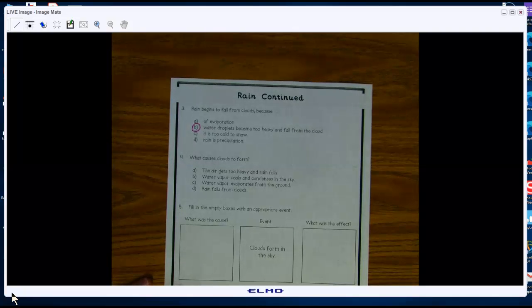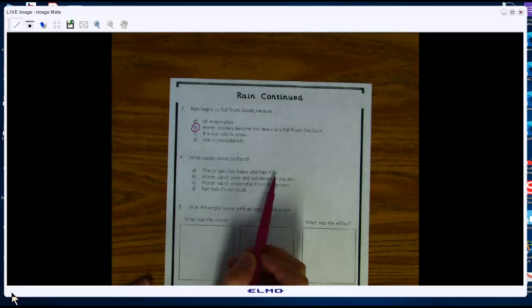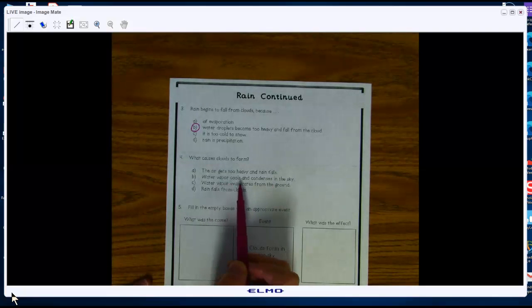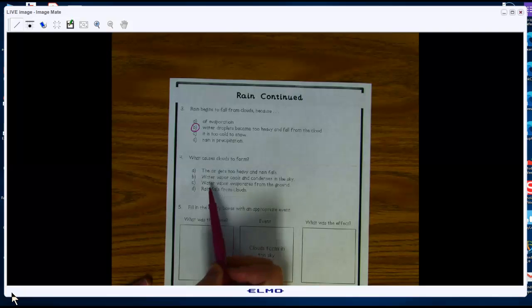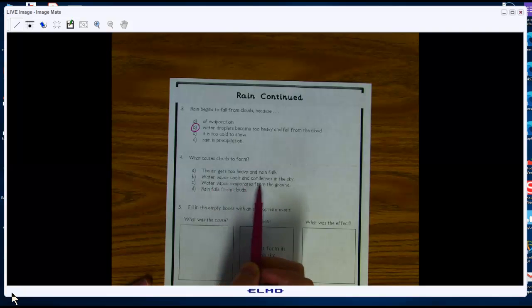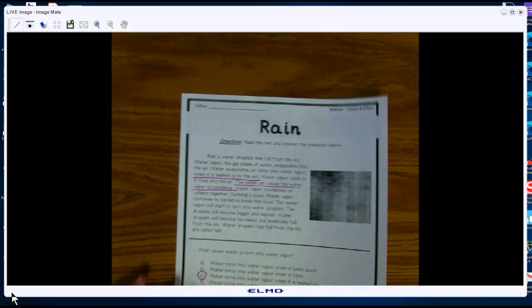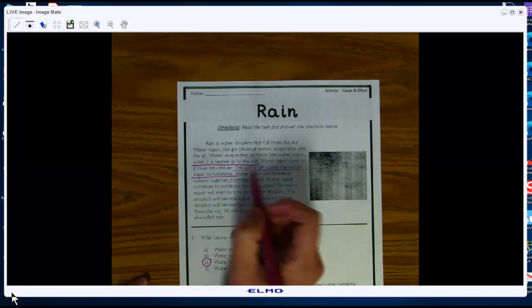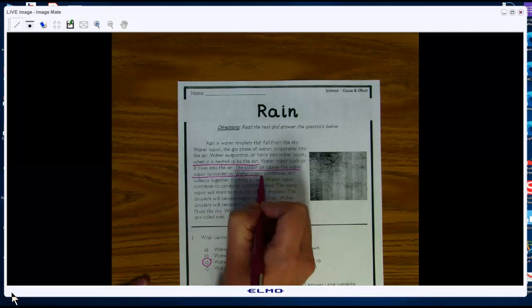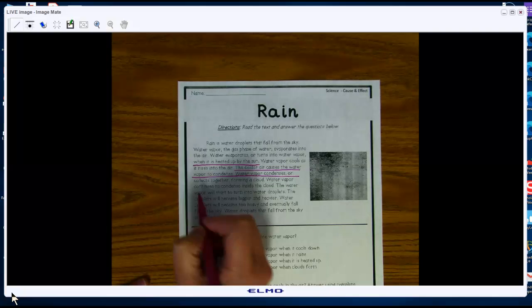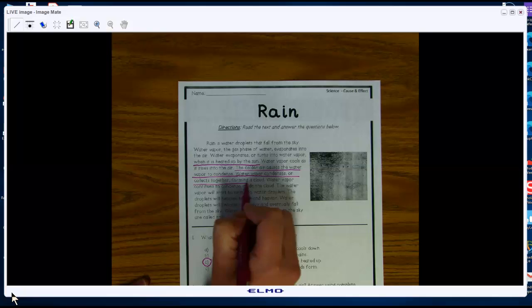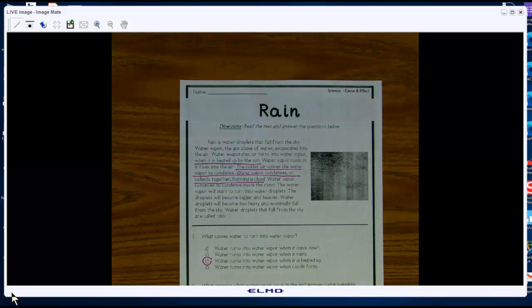What causes clouds to be made? The air gets too heavy and the rain falls. The water vapor cools and condenses in the sky. The water vapor evaporates from the ground, or rain falls from clouds. Let's go back. Let's underline this sentence. Water vapor condenses or collects together, forming a cloud. So the water vapor condenses to form a cloud.